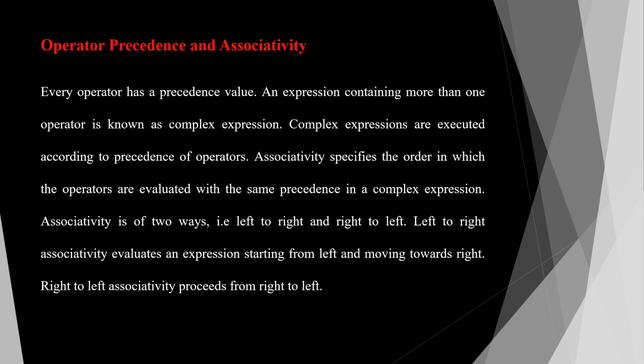So what is an associativity? Associativity specifies the order in which operators with the same precedence are evaluated in the complex expression. Associativity is of two kinds: either from left to right or from right to left. Left to right associativity evaluates an expression starting from the left side and moving towards the right side. In the same way, right to left associativity starts from the right side and moves towards the left side. So this is the operator precedence and associativity.